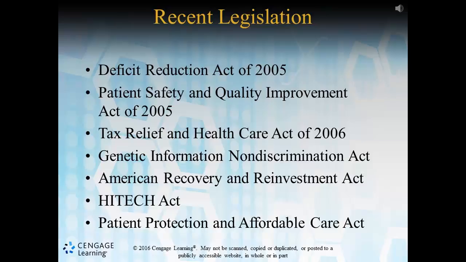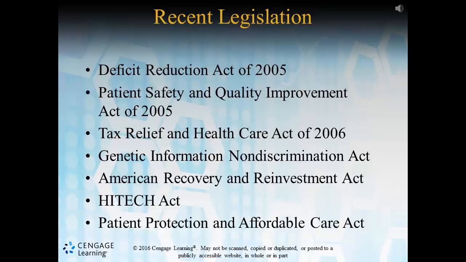Next up, the Genetic Information Non-Discrimination Act. This act prohibits group health plans and health insurers from denying coverage to a healthy individual or charging that person higher premiums based solely on a genetic predisposition to developing a disease in the future. For example, if my father had congenital heart failure, and that was thought to be genetic, this act would prohibit my insurance provider from jacking up my health rates or denying coverage altogether.